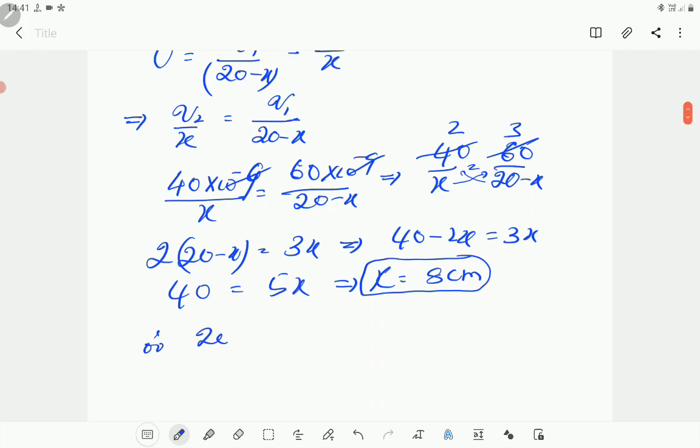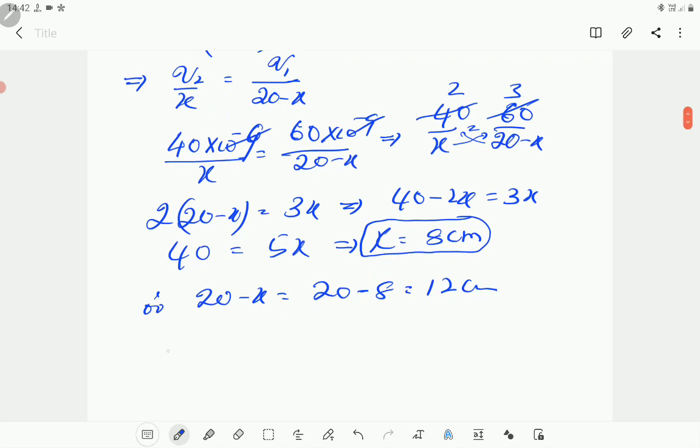Therefore 20 minus x turns out to be 20 minus 8, that's why it's 12 centimeters. So you present your answer like this. That is the neutral point, null point, you can say, the point where the potential is 0.